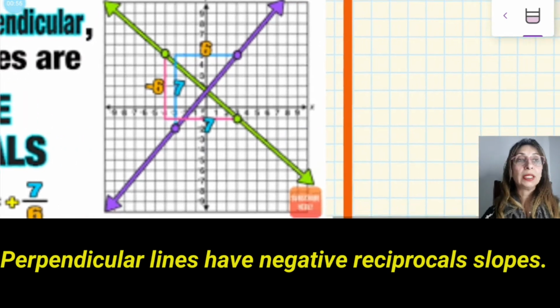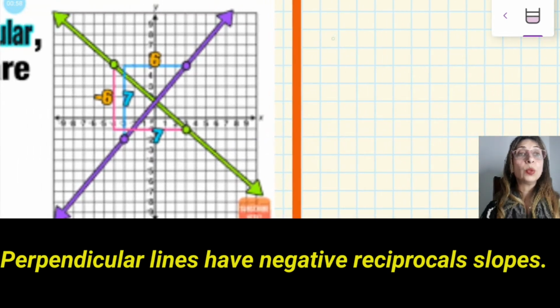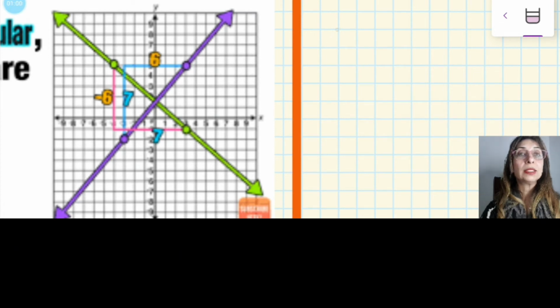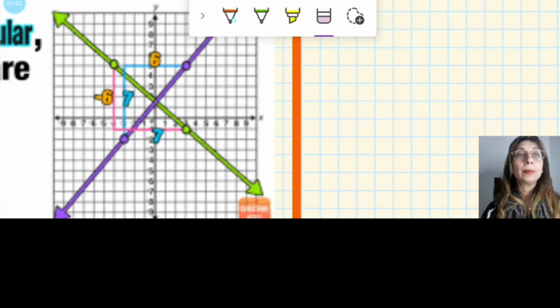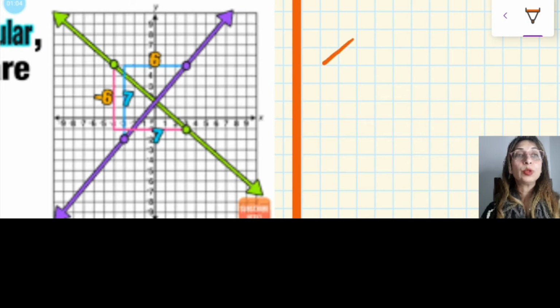Okay, so let us have some examples here for slopes of parallel lines. If we have two parallel lines, and the slope of the first one equals 5, this means that the slope of the second one is the same, 5.